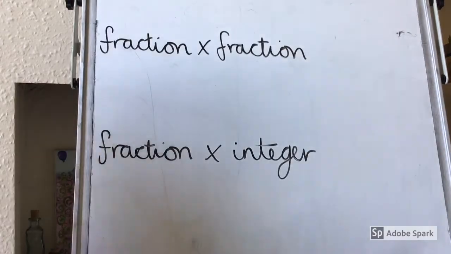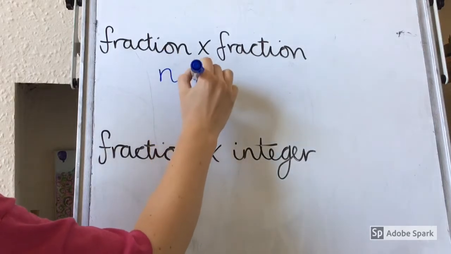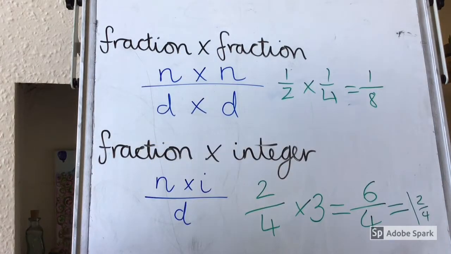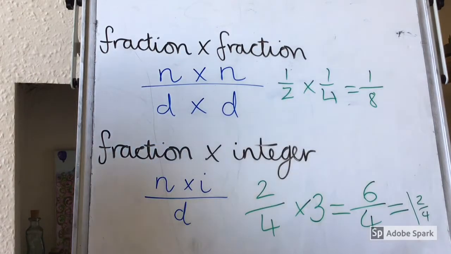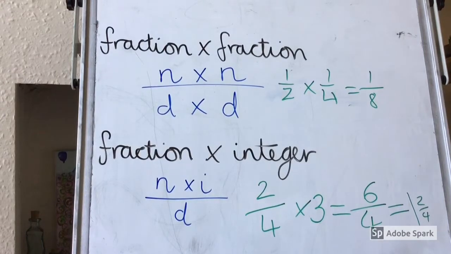Yesterday we looked at fractions times fractions and fractions times whole numbers. Can you remember the rules? Well done if you remembered that when you times a fraction by another fraction you do numerator times numerator, then denominator times denominator. Here, 1/2 times 1/4, we do 1 times 1, which is 1, and 2 times 4, which is 8, so we get 1/8.